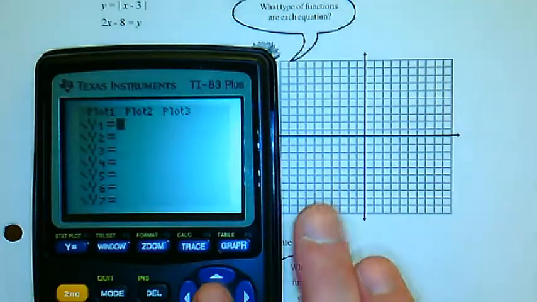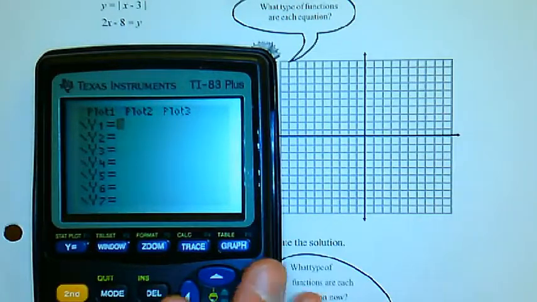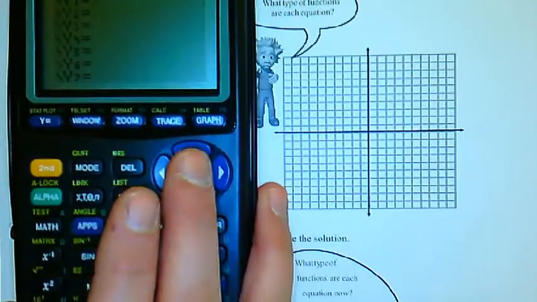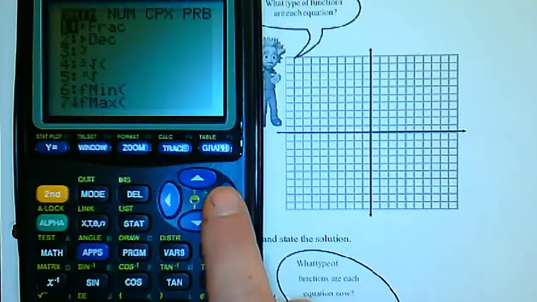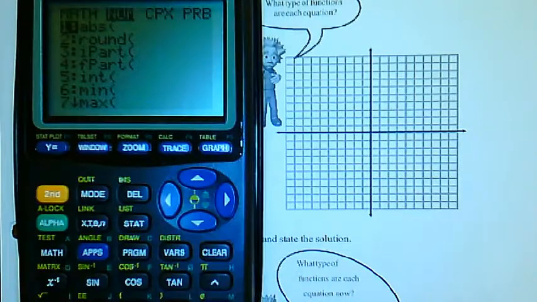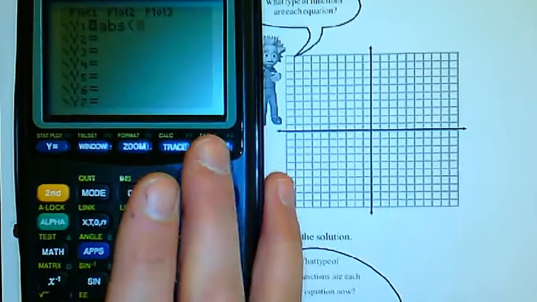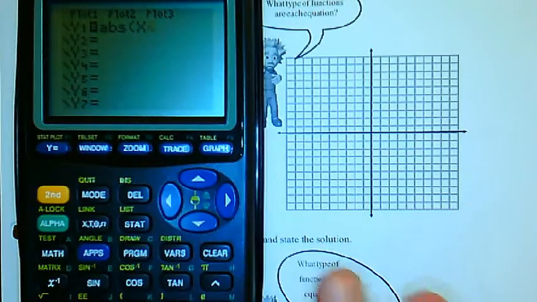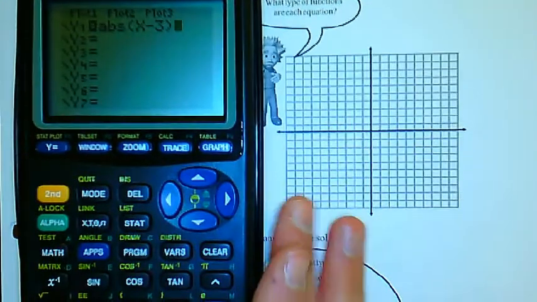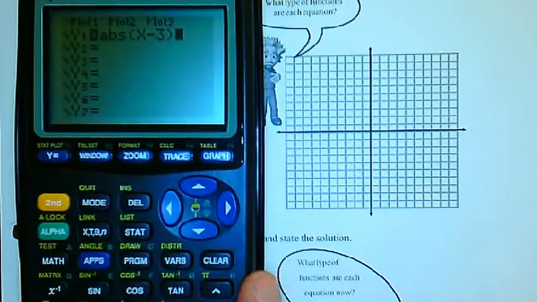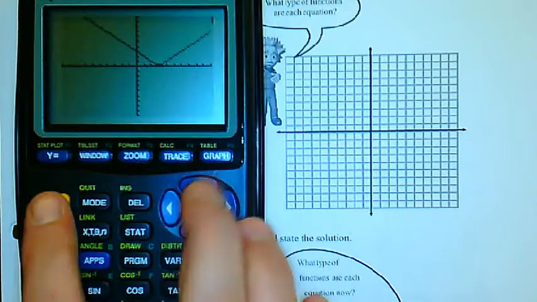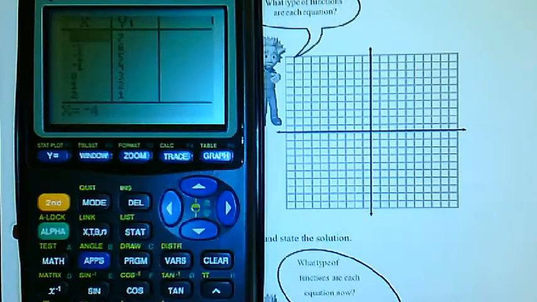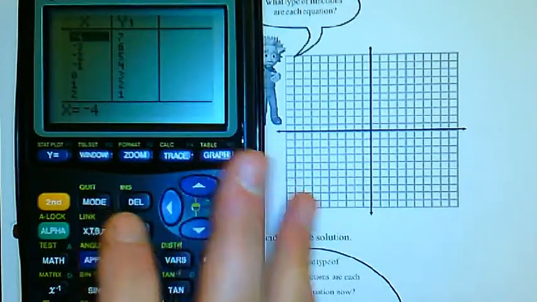So let's clear everything. So just a reminder of how we get this. We are going to hit the math button, go over to number, the absolute value of x minus 3, end your parentheses. If you have the other type of calculator, then you can arrow over. Okay. So you're going to hit graph, straight line of course, and there are your coordinates. I'll put those down in a minute.